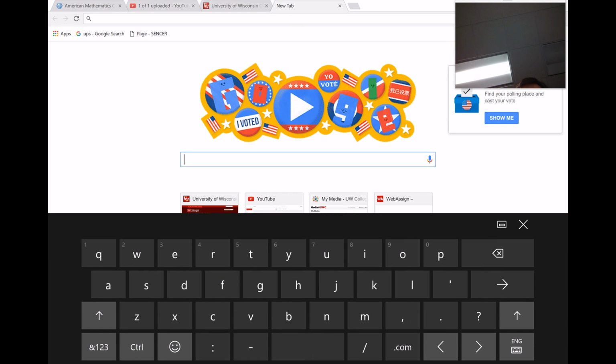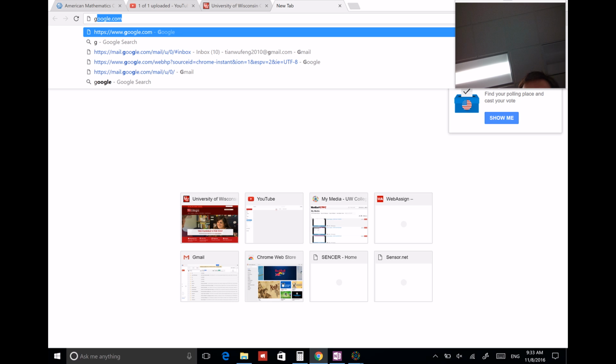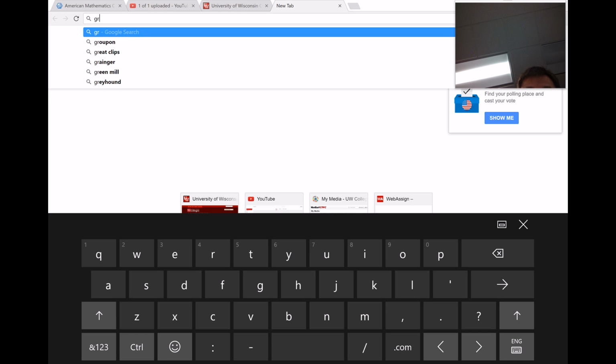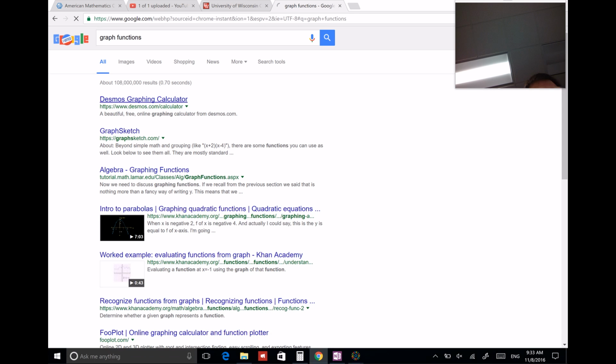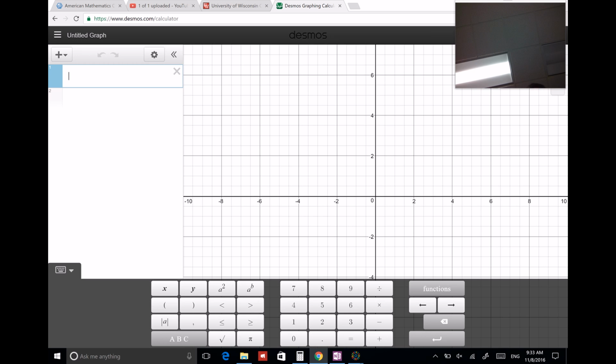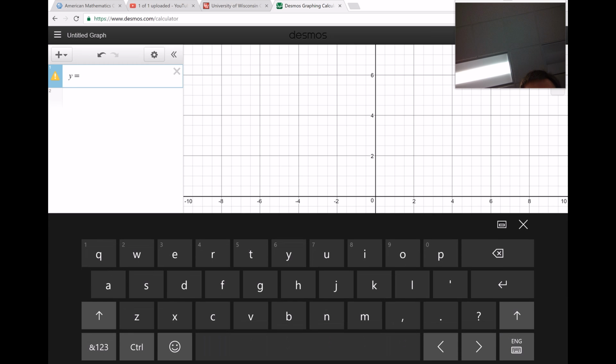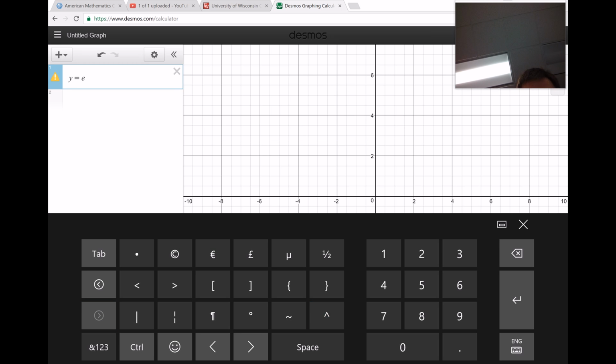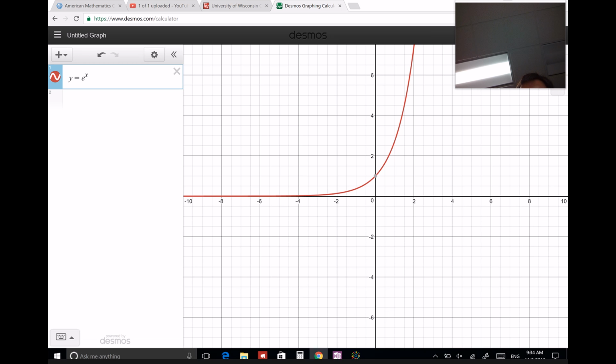Okay, so now let's look at the graphing of some functions. My first function is y equals e to the power x, right? How do I type in e? Okay, very good. This is my original function, e to the power x.